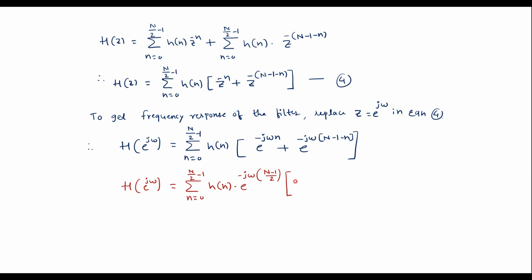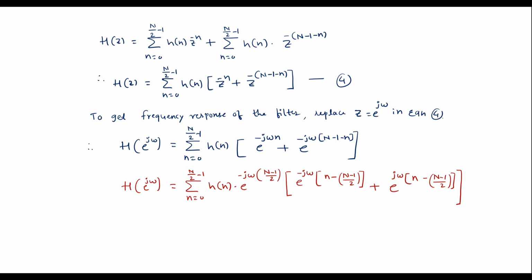Now I will represent this term as e power minus j omega (n minus (N minus 1)/2) plus e power plus j omega (n minus (N minus 1)/2). So if I multiply this term with these terms, I will get back the same expression, that is this one.